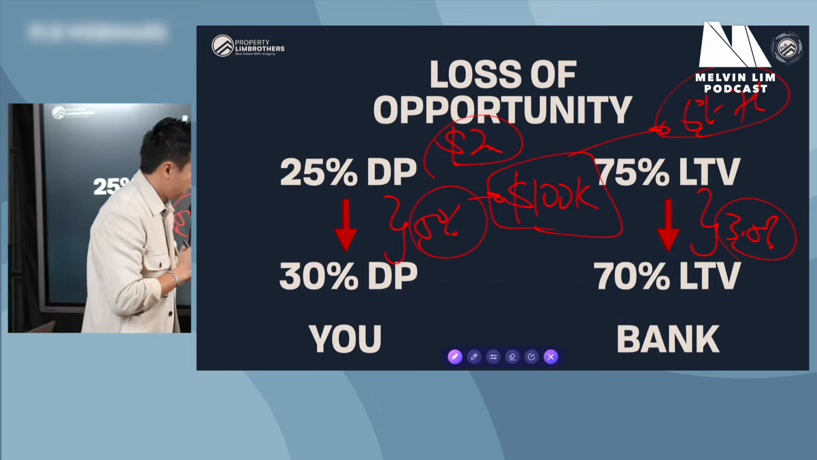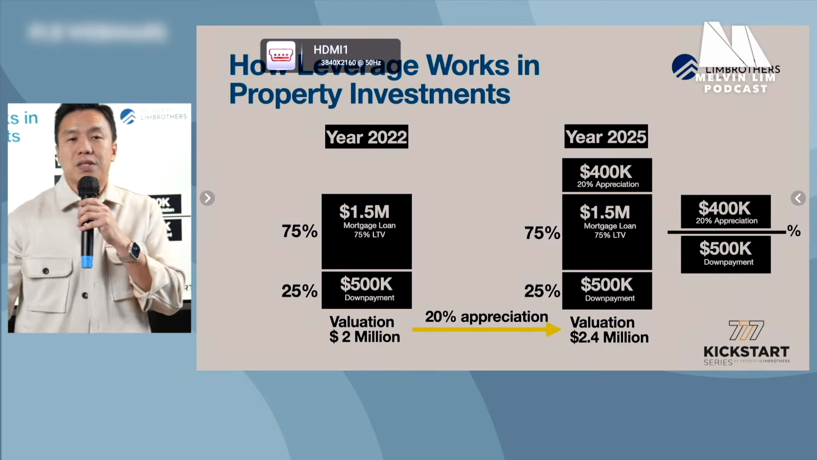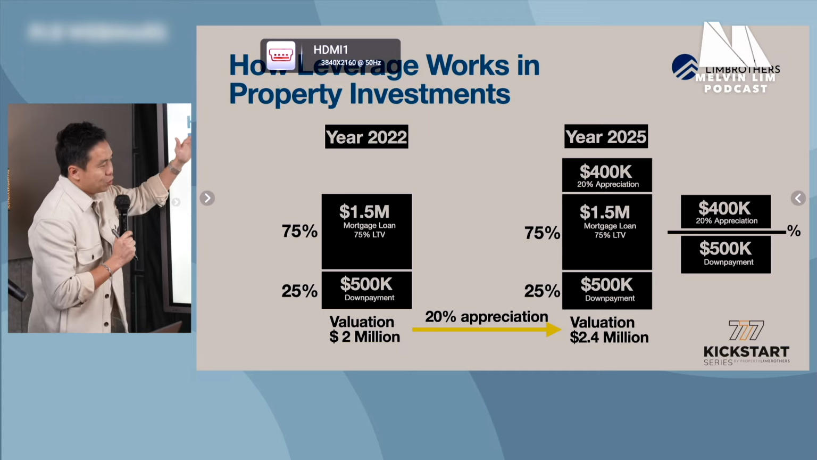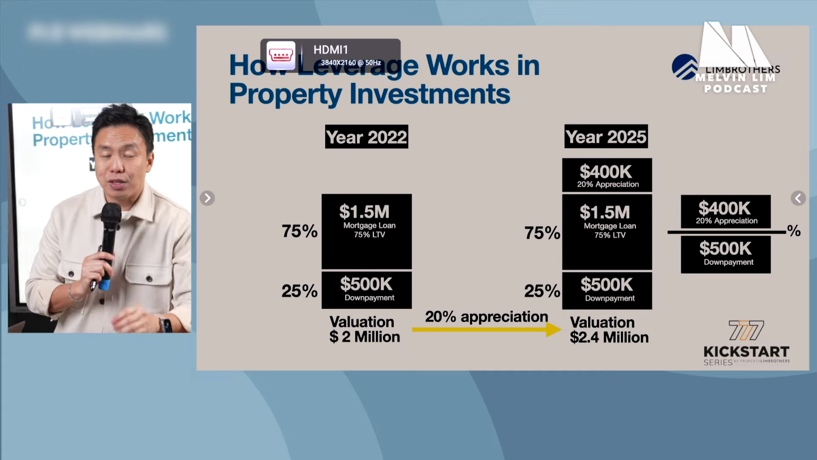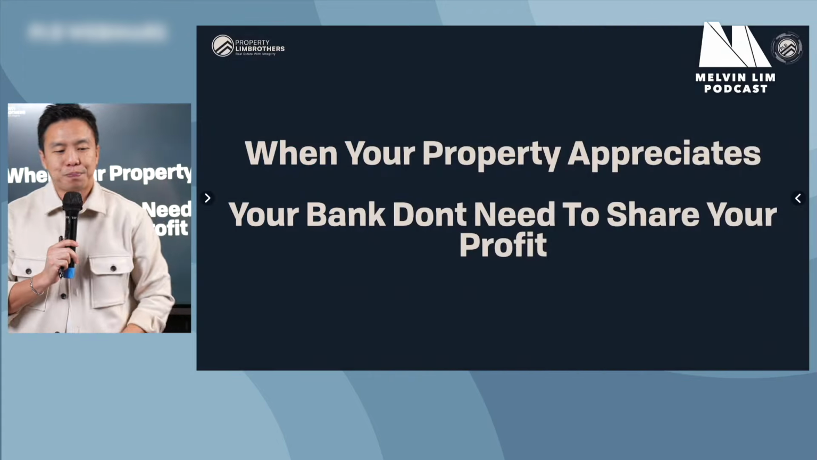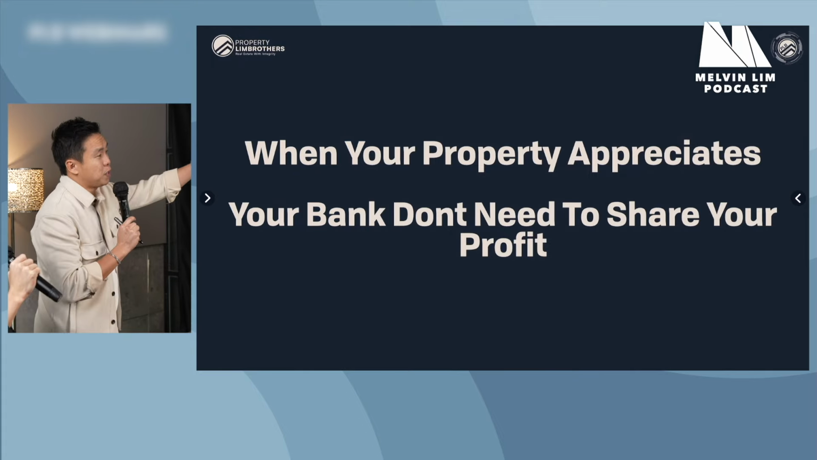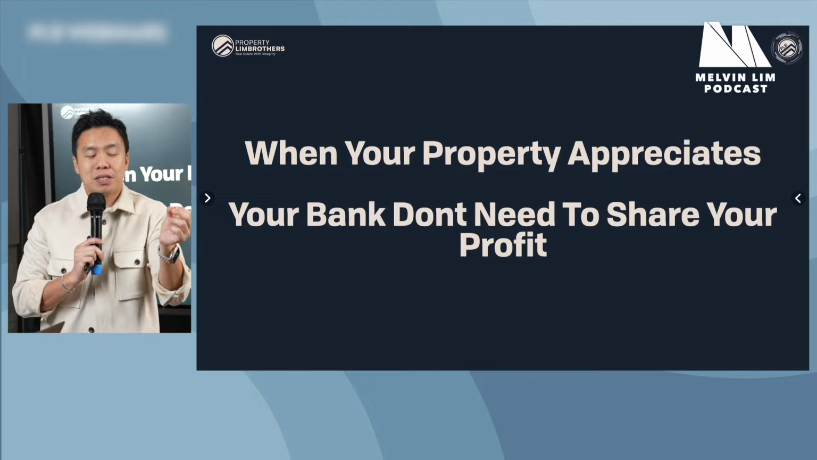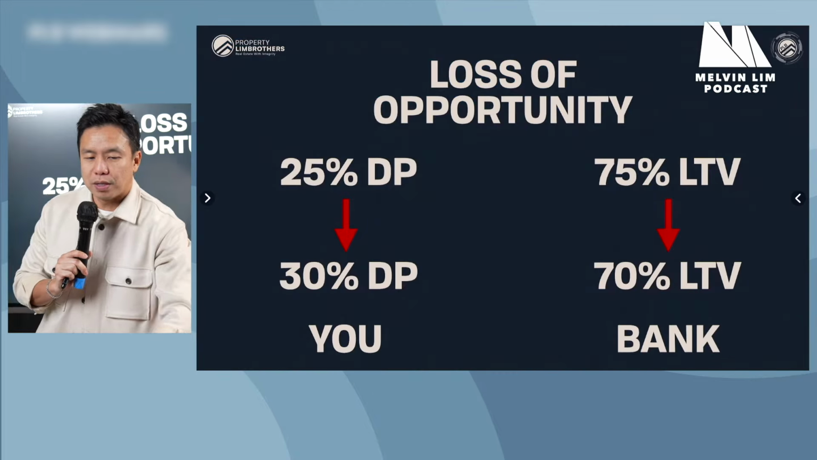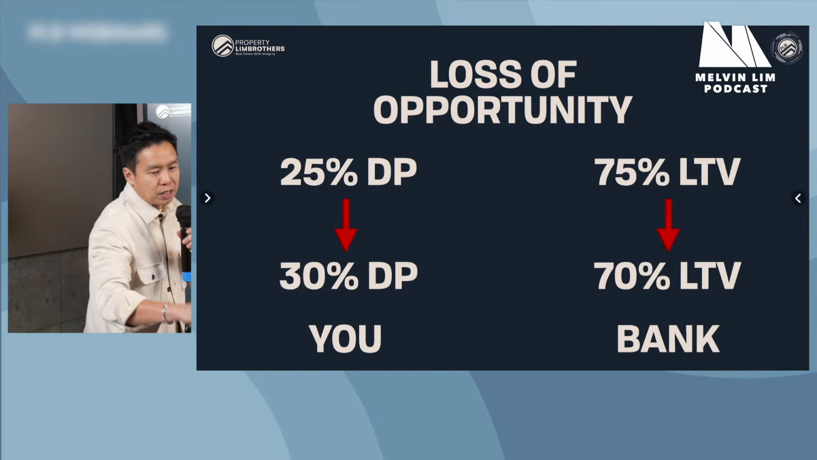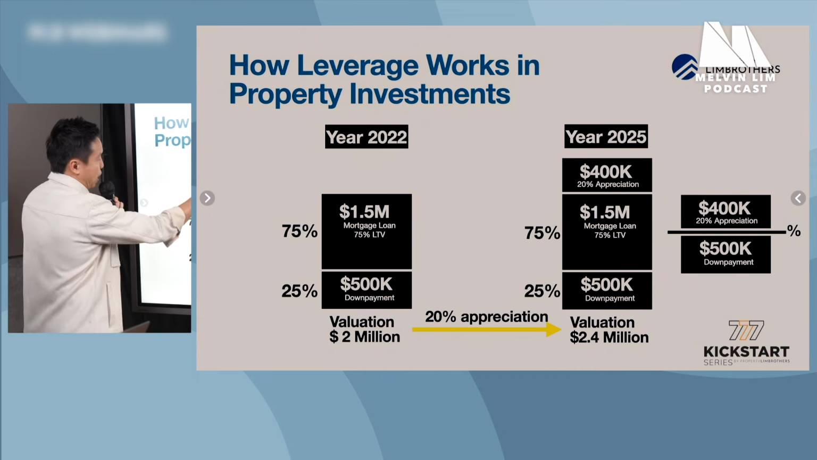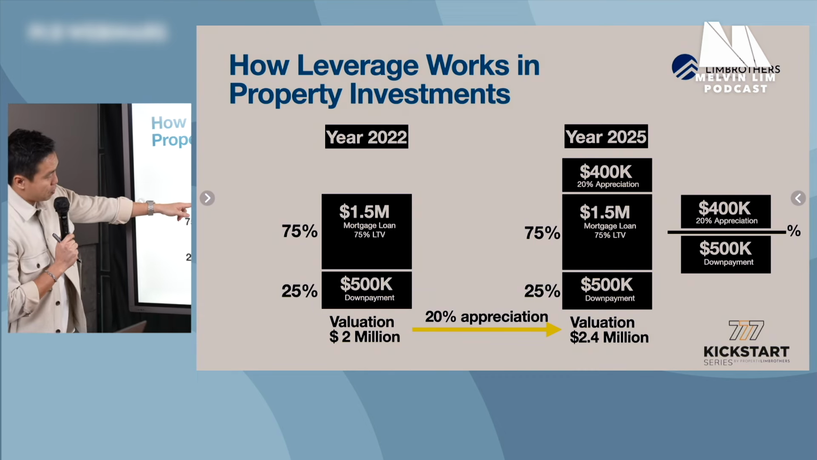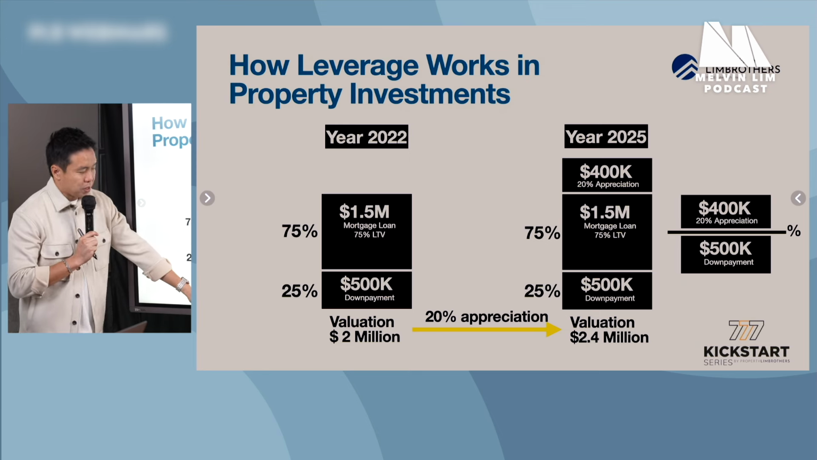Number two, this is also one of the type of investment category that banks do not need to share in your profit. Let me just give out this one key statement, because when your property appreciates, the bank is not interested to share in the appreciation portion. Let me give you an illustration. Let's say, for example, in the year 2022, last year, you bought a property at $2 million. You put in 25% down payment, 75% from the bank. The property is valued at $2 million.